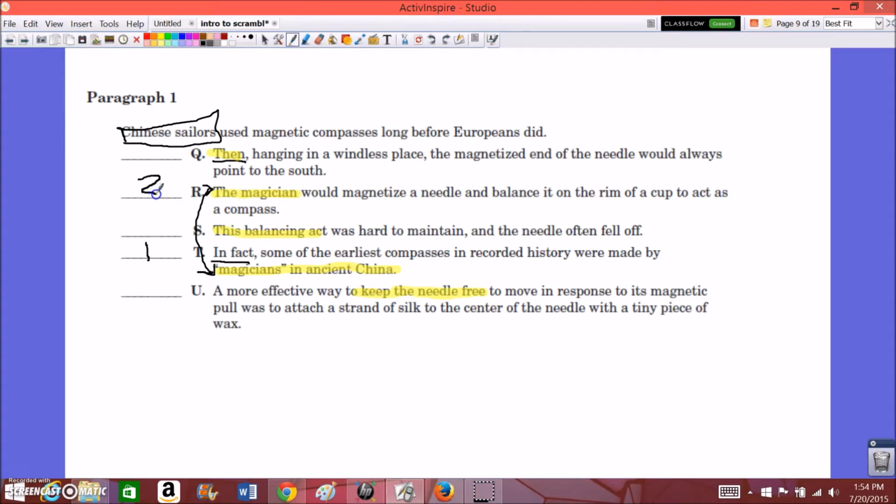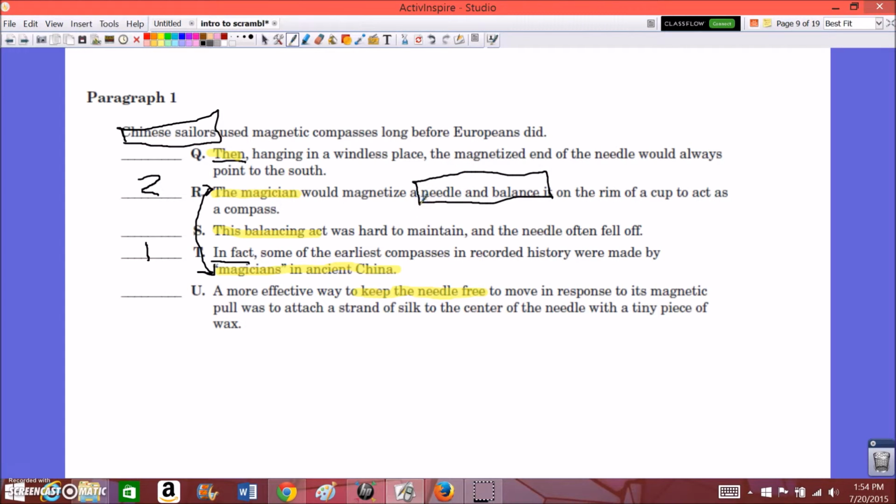Totally makes sense. It was total flow. I didn't notice any questions in my mind, and I didn't notice any gaps of information. Okay. So what's happening in sentence R? I need to find some kind of key phrase that I can link up with the next sentence. It's talking about the needle being balanced.